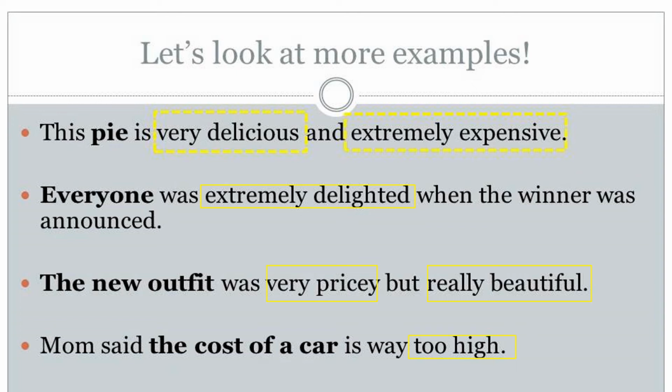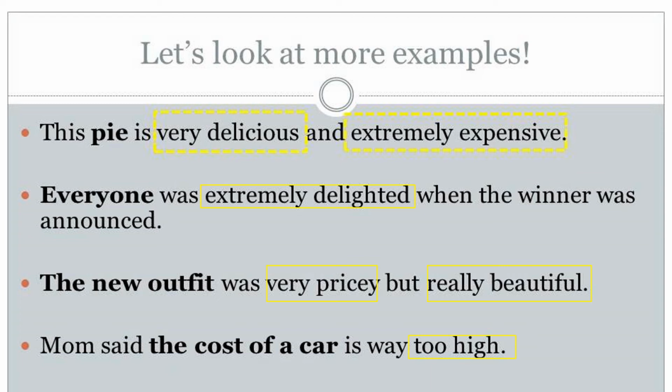The new outfit, here the new outfit is the noun, and we are talking about the new outfit. How was it? It was very pricey but really beautiful. So the adjective phrase here is very pricey and really beautiful. Now again, mom said the cost of a car is way too high. So here, the cost of a car.